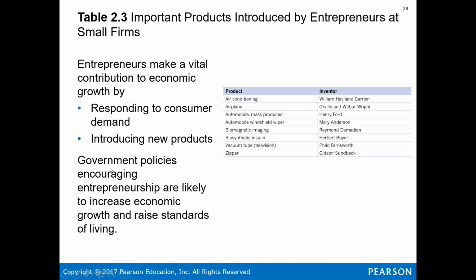Here are examples of products introduced by entrepreneurs at small firms: air conditioning, the airplane, automobile mass production, the automobile windshield wiper, biomagnetic imaging, biosynthetic insulin, the vacuum tube, television, and the zipper. They were responding to customer demands and introducing new products. Government policies encouraging entrepreneurship are likely to increase economic growth and raise the standard of living.